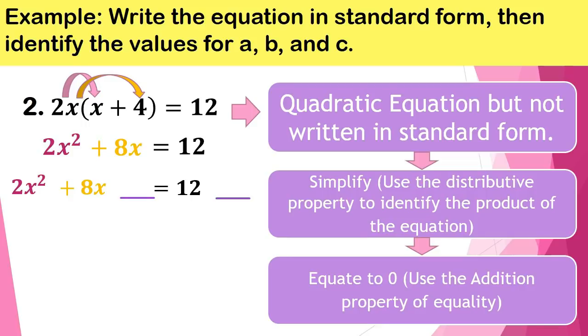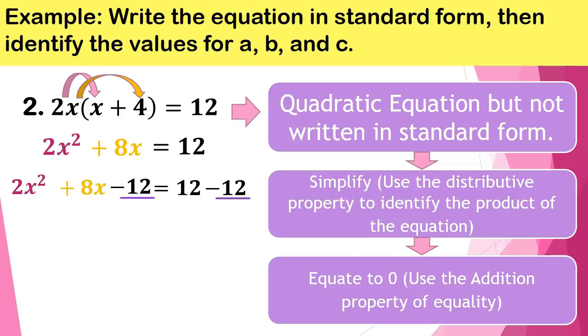Now, to cancel out 12, we need to put the opposite sign of 12. So it will become negative 12. Since we put negative 12 to the right side of the given equation, we need to put negative 12 also to the left side of the given equation. So that is the rule of addition property of equality.